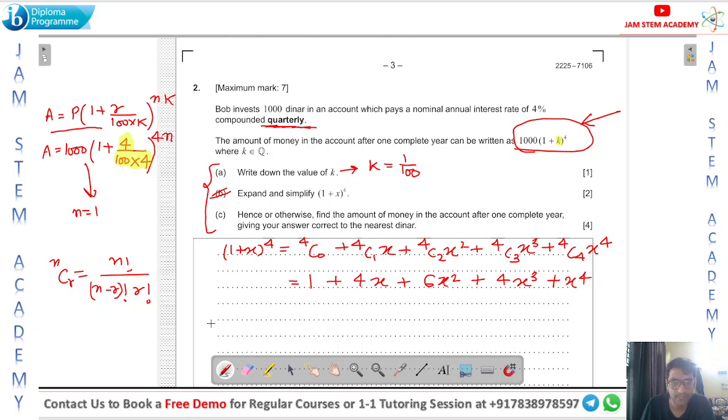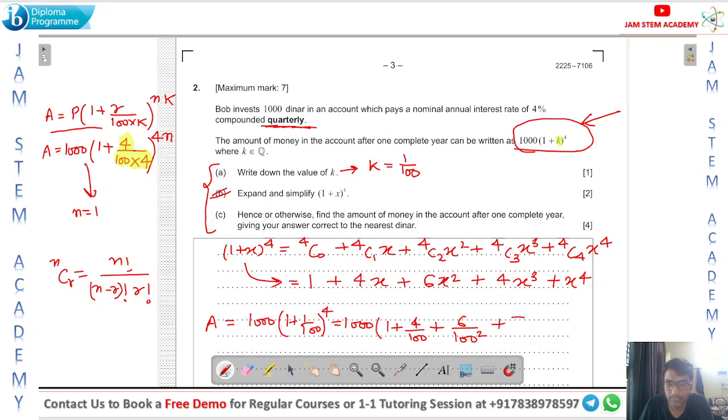So we get the final amount after 1 year: it is 1000 times (1 plus 1 by 100) whole raised to the power 4. So I will substitute x as 1 by 100 in this expansion, as you can see. In place of x, I can put 1 by 100. So I will get 1000 times 1 plus 4 by 100 plus 6 by 100 squared and so on.